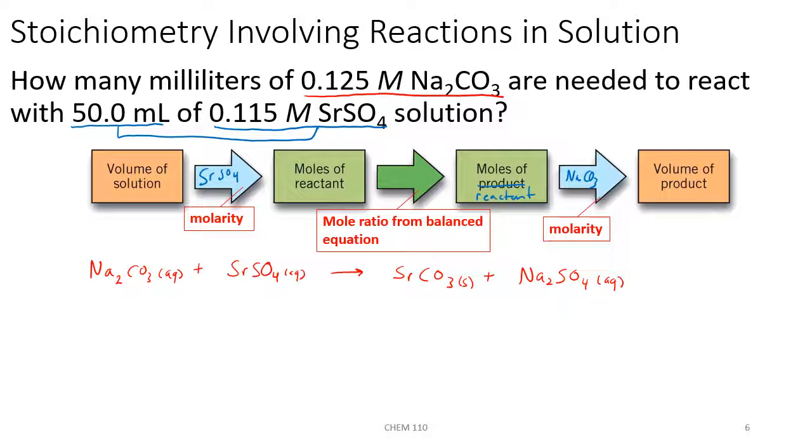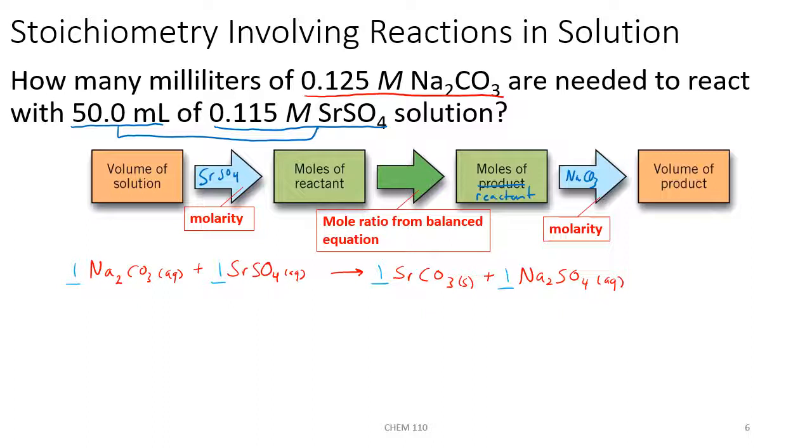Most carbonates are insoluble. And if we look at the number of atoms on the left-hand side and on the right-hand side, everything already looks balanced. So that means that our coefficients out front are all going to be 1. Everything is in a 1-to-1 ratio in this balanced equation. And then let's take note. We have to start with, we know our volume and our molarity of our strontium sulfate.